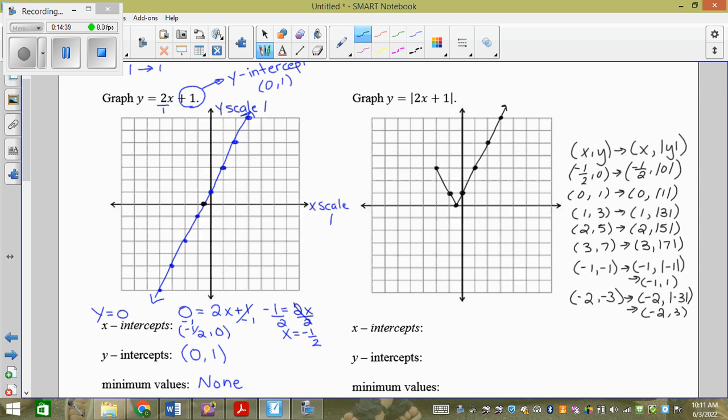So what coordinates stay the same on these when I take the absolute value of a function? What coordinates stay the same? When the y's are positive or 0. And then which ones change when the y's are negative? Okay, one more. Let's do negative 3, negative 5. It's going to become negative 3 and the absolute value of negative 5, which is negative 3, 5.